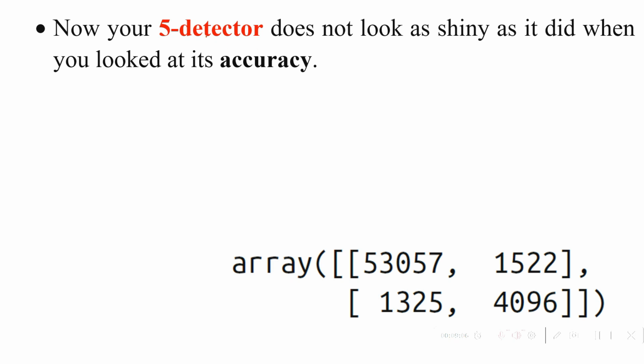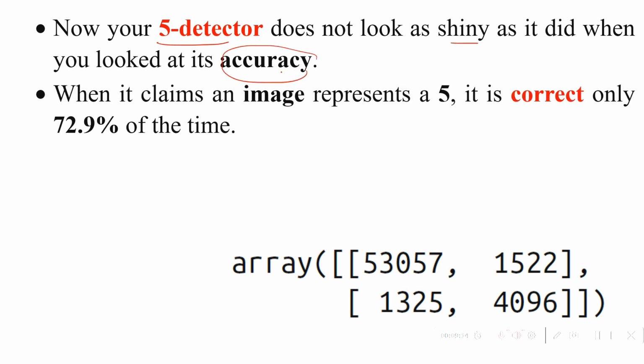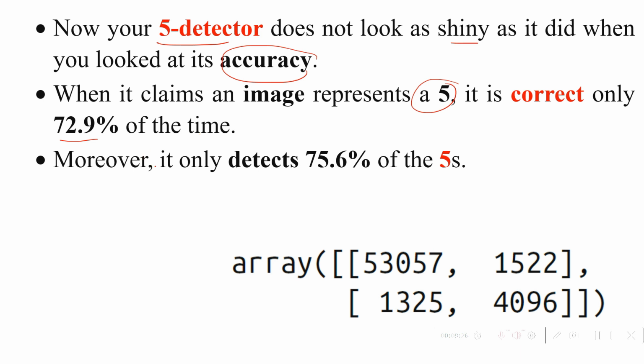Now your five detector does not look as shiny as it did when you looked at its accuracy. When it claims an image represents a five, it is correct only 72.95% of the time. Moreover, it only detects 75.6% of the fives.